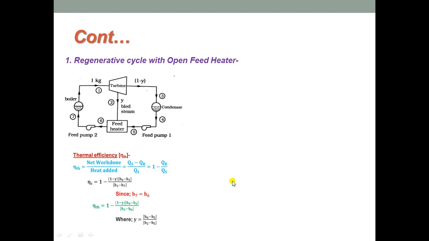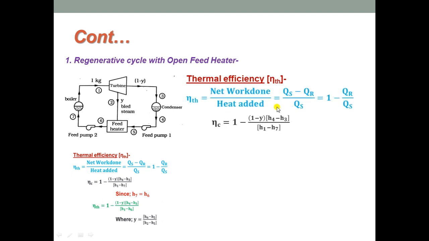The thermal efficiency of this is given by net work done over heat supplied, that is heat supplied minus heat rejected over heat supplied. So, this gives 1 minus QR by QS. Heat supplied is written as H1 minus H7 because heat supply takes place in the boiler. Heat rejection takes place in the condenser, and what is the mass of the substance here? It is 1 minus Y. That is why it is 1 minus Y into the difference in enthalpy, that is H4 minus H3.